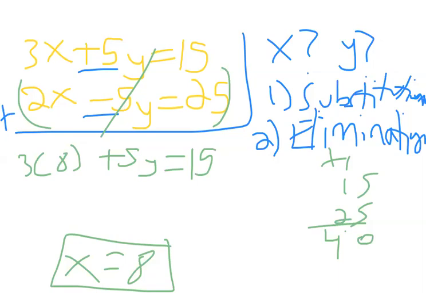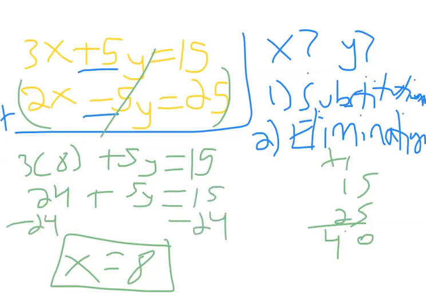So let's evaluate this a little bit more. So 8 times 3 is 24. So 24 plus 5y is going to be 15. Subtract the 24, subtract the 24, and that will give you a value on the right side of -9. So you have 5y is going to equal -9, and then you can divide by 5. So -9/5 is y.